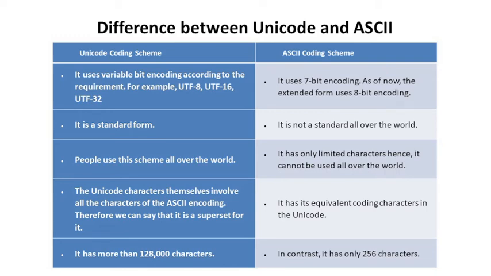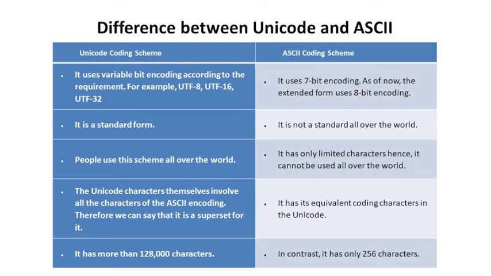That's it. Unicode coding is a standard form. ASCII code is not a standard form all over the world. Unicode coding, people use this scheme all over the world. Whereas the ASCII code has only limited characters, hence it cannot be used all over the world. The Unicode characters themselves include all the characteristics of the ASCII encoding. Therefore, we can say that it is a superset of it.